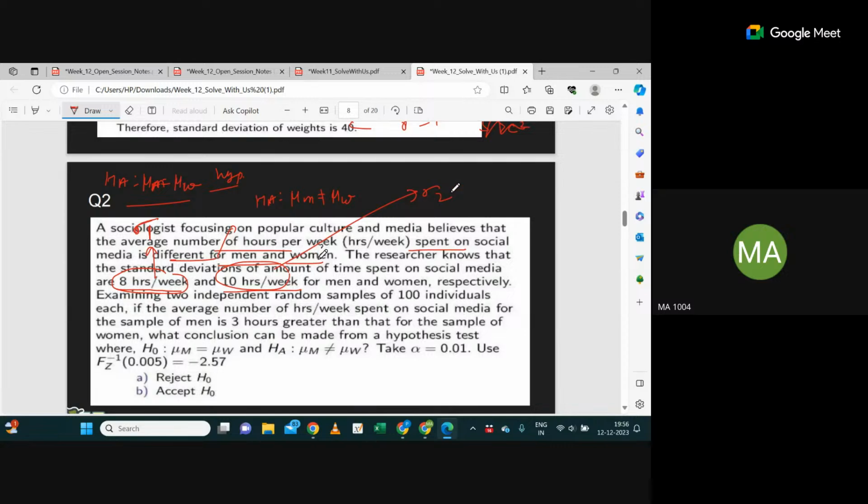Suppose, for a single case, I'm saying the average number of hours per week spent for some people is 10 hours. Then I suspect this is different from 10 hours, or more than 10 hours. Then I will go for the alternative hypothesis. The null is in respect of the population parameter, with an equality sign. This is my claim, and I will check it in respect of the alternative.